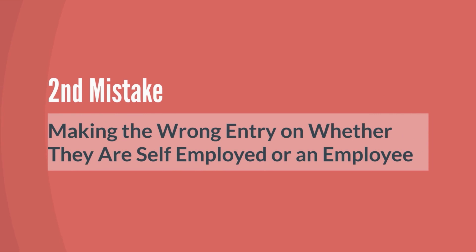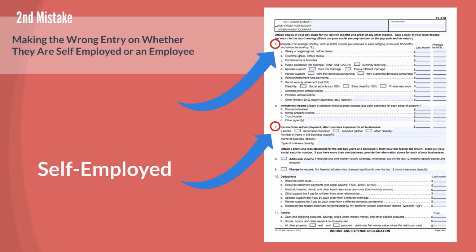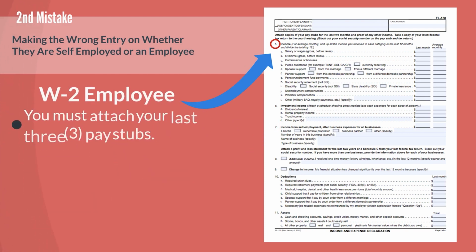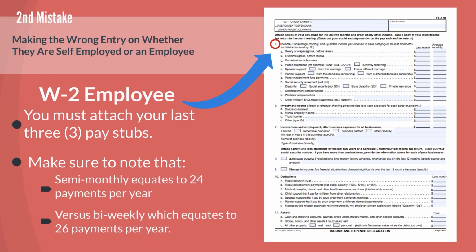The second mistake most people make is making the wrong entry on whether they're self-employed or an employee on the second page of the IED. If you're an employee, first of all, you have to attach several pay stubs to show what your regular pay is. Normally, you have to identify whether you're paid twice a month or biweekly, every other week. If you're paid twice a month, then that equates to 24 payments per year. If you're paid biweekly, that equates to 26 payments per year. You need to figure that out for yourself as well as for the other side.